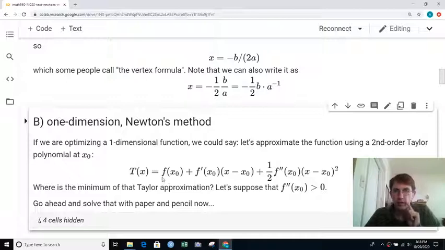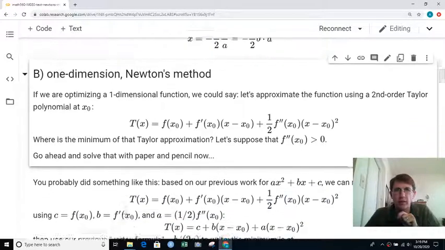So go ahead and find the minimum of this second-order Taylor polynomial. So do that with paper and pencil. Pause the video if you have to. Welcome back from pausing. Let's take a look at what you probably did.